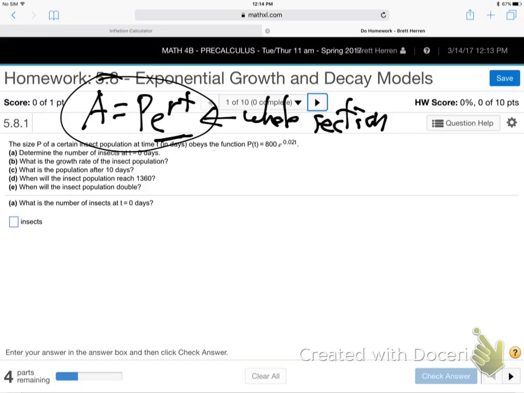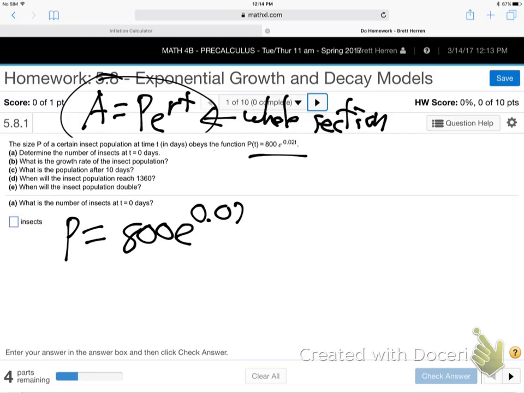Here we go. What does it say here? It says the size of a certain insect population obeys, and they're just giving me the formula on this one. I don't have to come up with it myself. The other ones we will. Determine the number of insects at time 0. Okay. So we don't even need to use PERT. They're giving it to me. P equals 800 e to the 0.02 t. All right, and part A says time 0. So plug in 0.